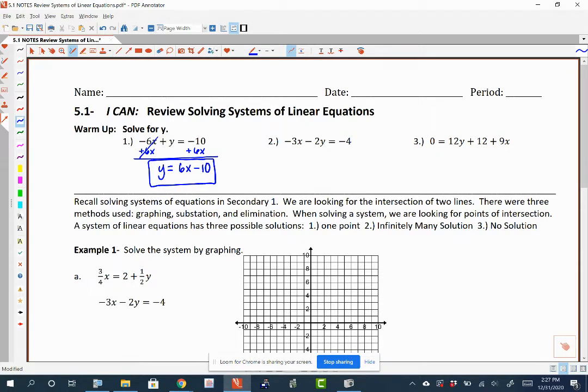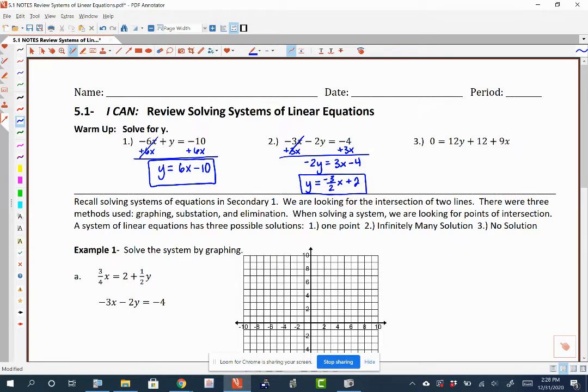Okay, problem 2, similar idea. My y value, in order to isolate it, I want to add my 3x over to both sides. That's going to leave me with a negative 2y. And again, I'm going to put that x term first. And then we need to divide by negative 2, and everything gets divided by negative 2, the 3x and the negative 4. And I'm going to go ahead and put my negative up with my numerator when I have a negative 3/2 x. And then I'll change my negative 4 to a positive 2 when we divide.